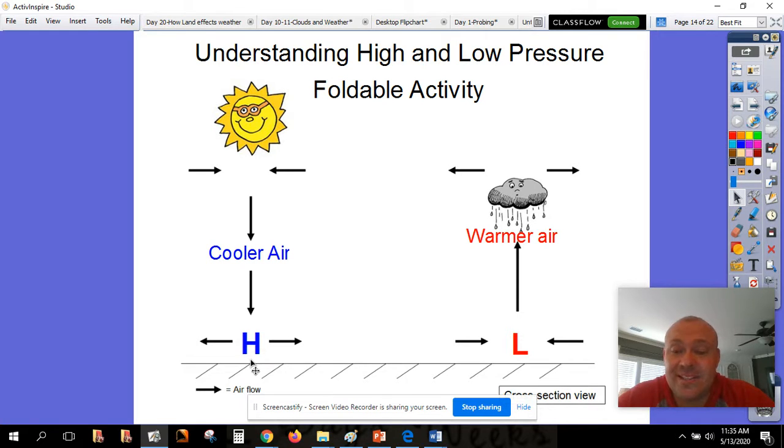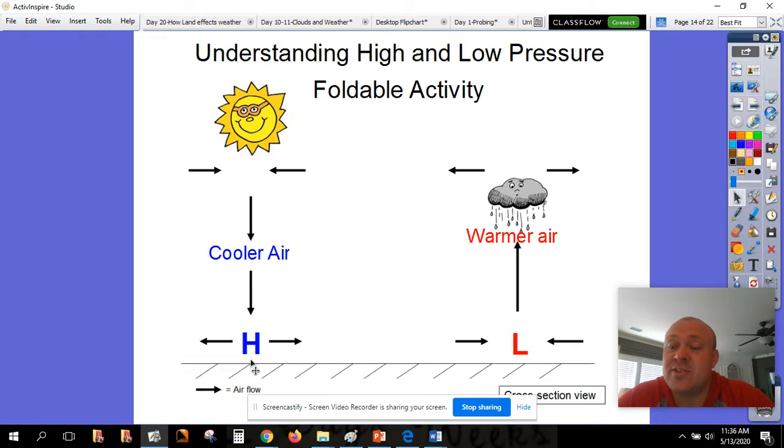Now, if you look, since the air is sinking, all the water vapor in the air isn't going up. And if water vapor isn't going up, well, then you're not going to have condensation or clouds. So that's why usually with high pressure, we have sunny, nice days. And I like to think of high and happy sunny days, okay? High pressure, happy days.